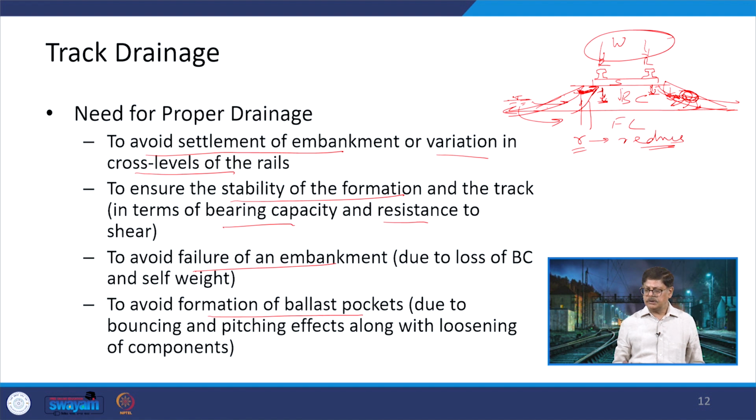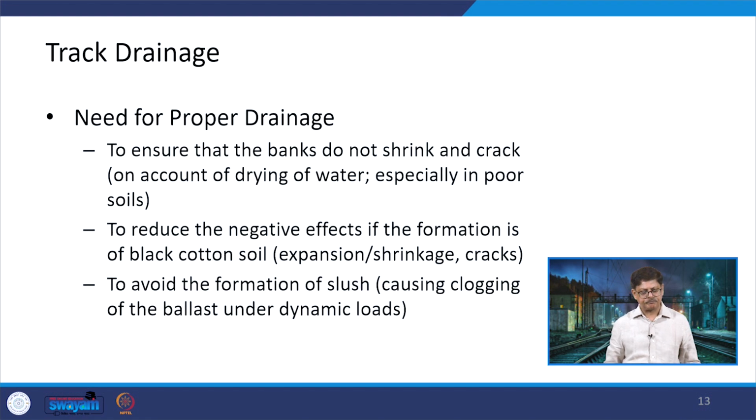Now, here another thing which happens is the bouncing and pitching effects. This bouncing and pitching effects, again we did talk about these in terms of an x axis, in terms of a y axis, in terms of a z axis, the movements along those axes and the rotational movements about those axes we have already discussed in one of the lectures.